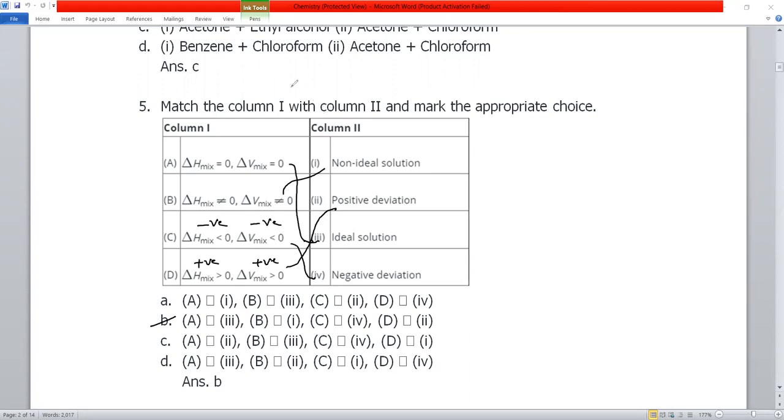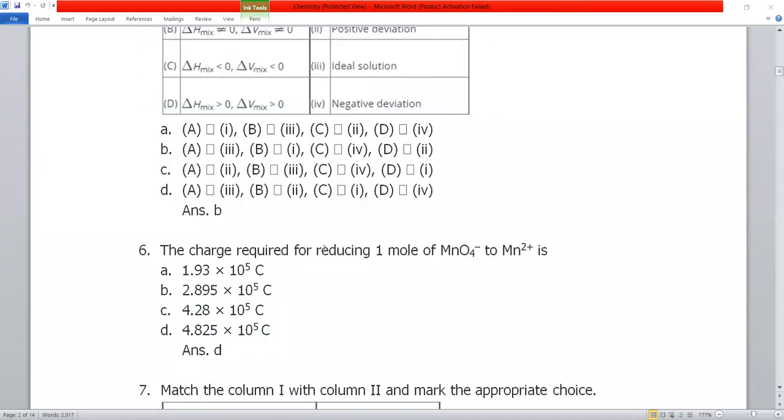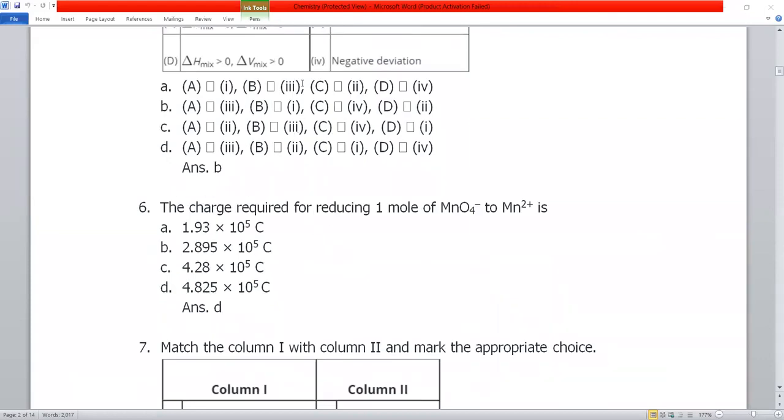Next, question number 6 we can go here, from the electrochemistry chapter. The charge required for reducing 1 mole of MnO4 minus to Mn2+. As we know very well, MnO4 minus gains 5 electrons and is converted into the Mn2+ state. We'll check how it gains 5 electrons. If you see the oxidation state of manganese here, on calculating we get +7. Here we will get +2.